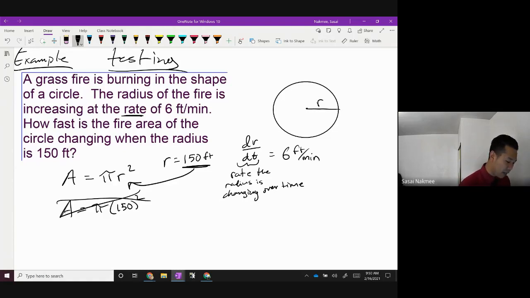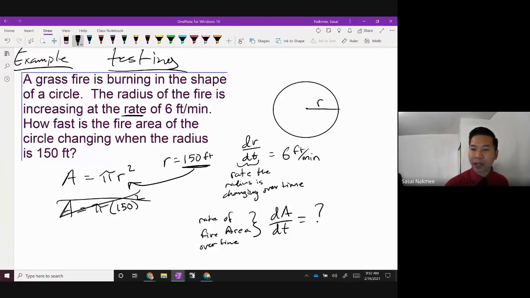So the thing is, it's supposed to be written like this, right? The rate of fire area, but that's just really annoying to write out. So normally when we write this out, it's the area changing with respect to time. So instead of writing it as rate of fire area over time, I'm going to write it as dA/dt, and that's what we're trying to find. We're trying to find the rate at which the area is changing with respect to time.